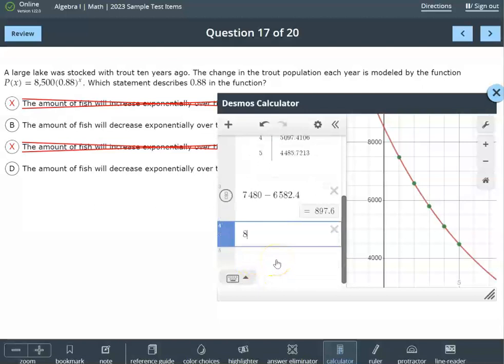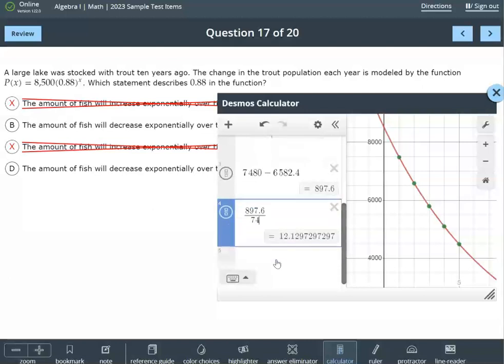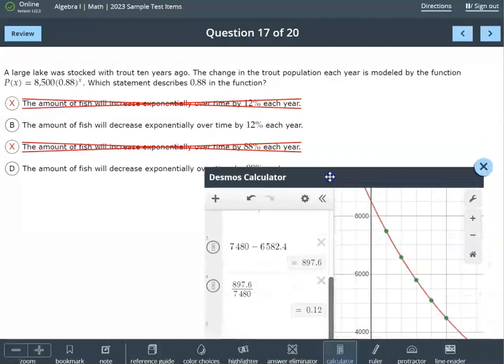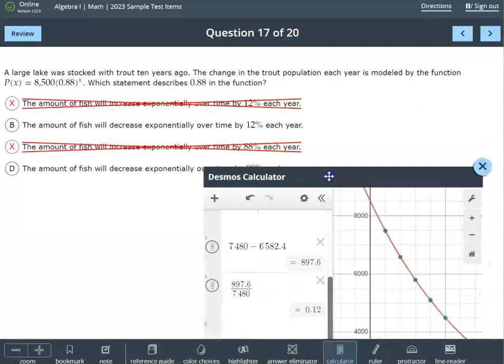You can always divide that number, 897.6, by your starting amount, 7480, and the percentage is 12%. So the correct answer is the amount of fish will decrease exponentially over time by 12% each year. B.